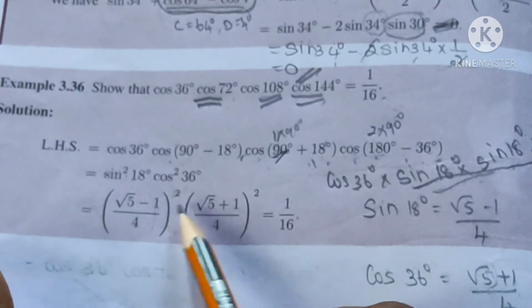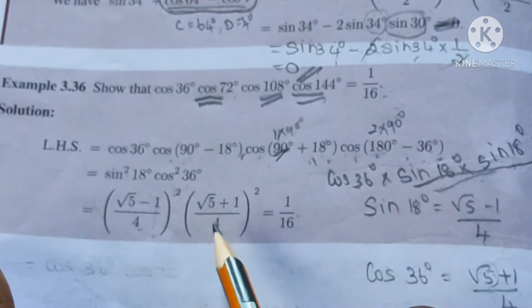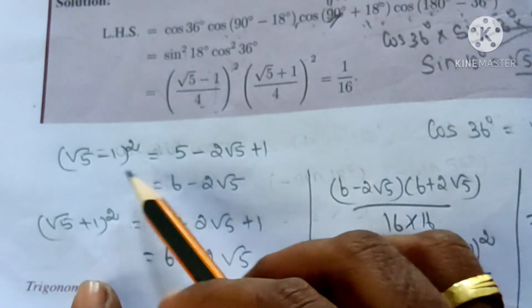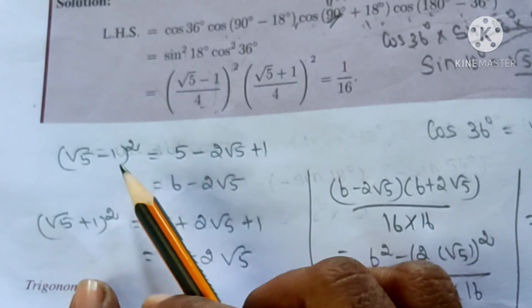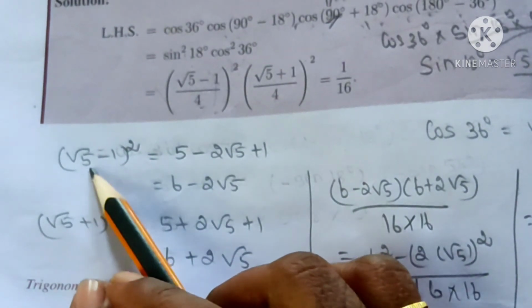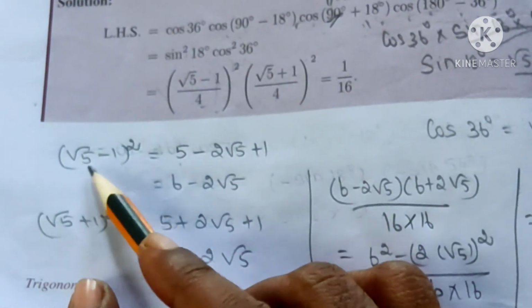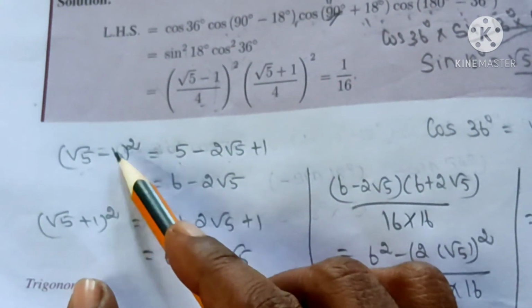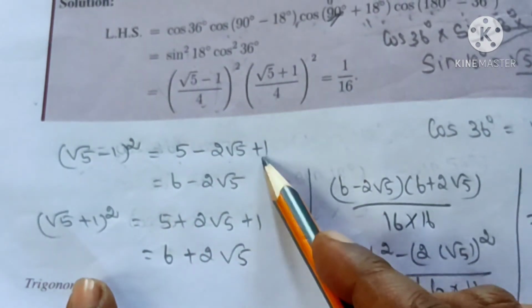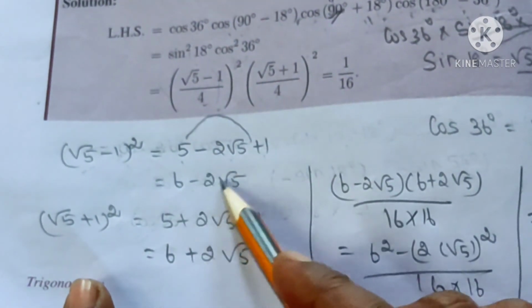(Root 5 minus 1) by 4, the whole square: 4 square is 16. Here also 4 square is 16. Then root 5 minus 1 the whole square, what's the expansion? Use the (a minus b) whole square formula: a square minus 2ab plus b square. So root 5 the whole square is 5, minus 2ab is 2 into root 5 into 1, minus 2 root 5, plus b square. B square is 1 square, 1. So 5 plus 1, 6 minus 2 root 5.